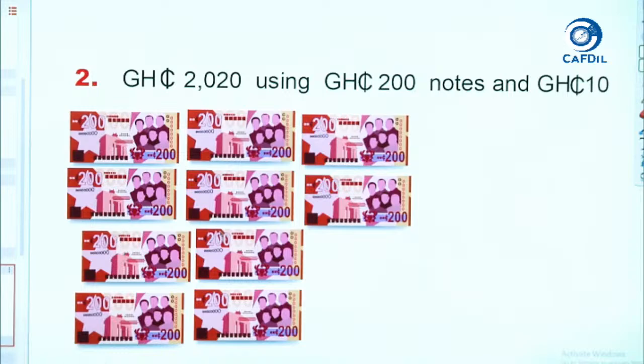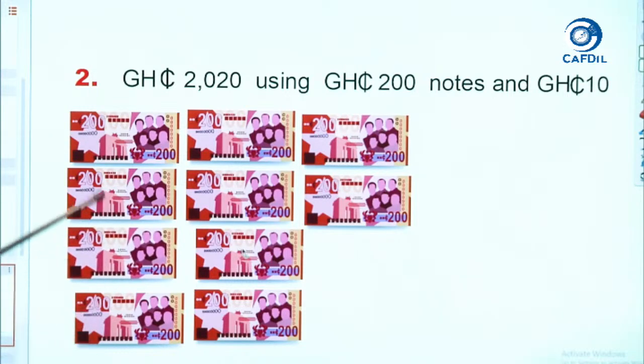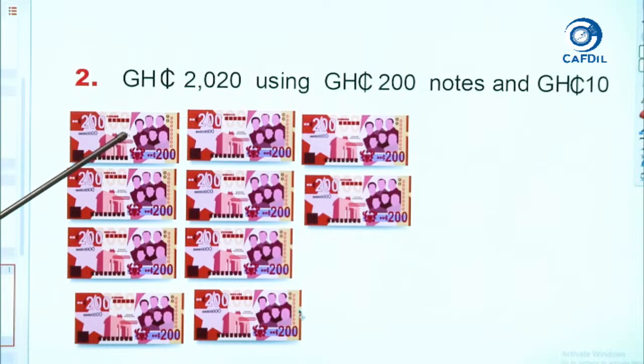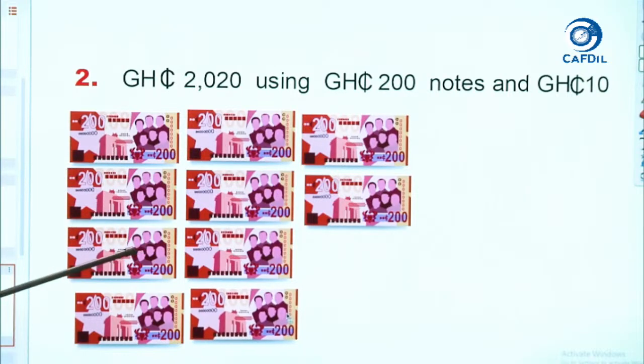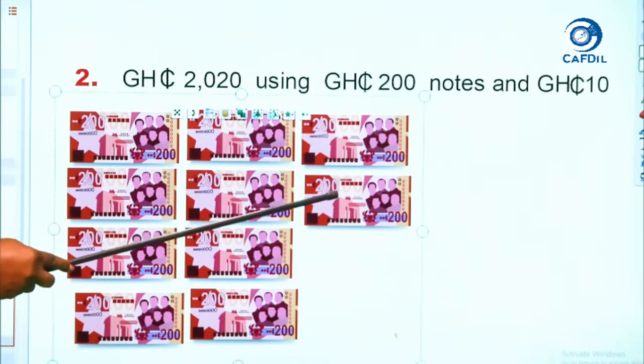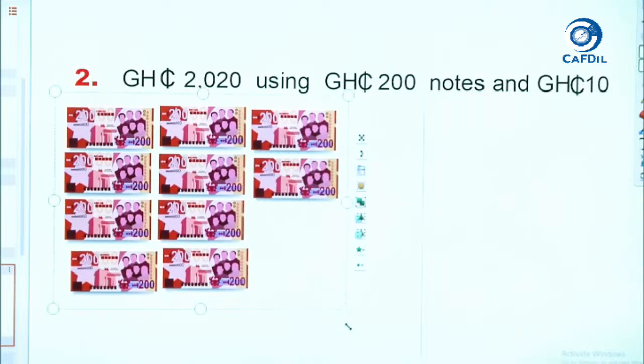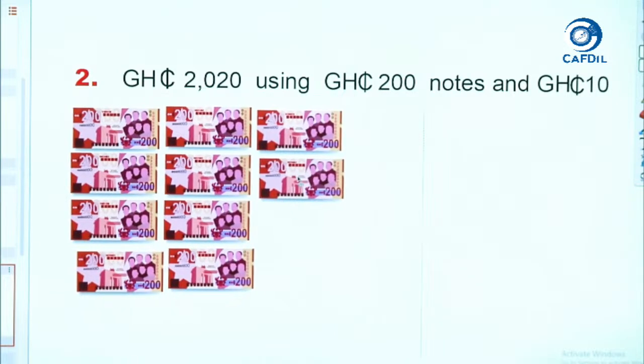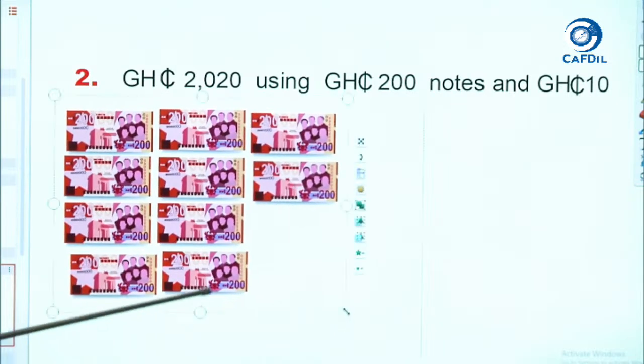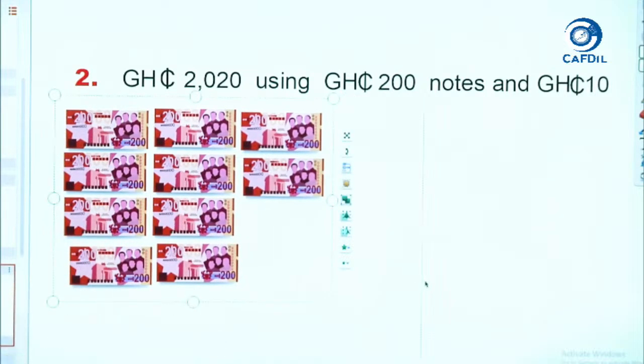All right, let's count and see if we have 10 of the 20 cedis notes. Help me count. 1, 2, 3, 4, 5, 6, 7, 8, 9, and 10. We have used 10 of the 20 cedis notes. Can you see that? Yes. So this will amount to 2,000.